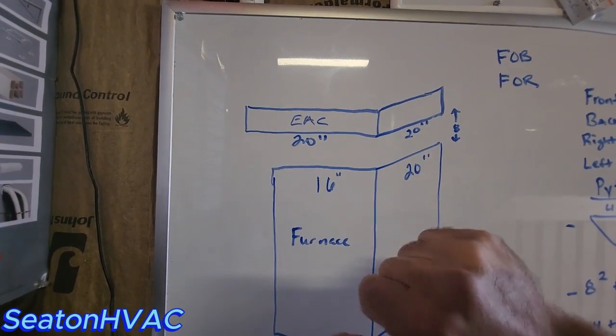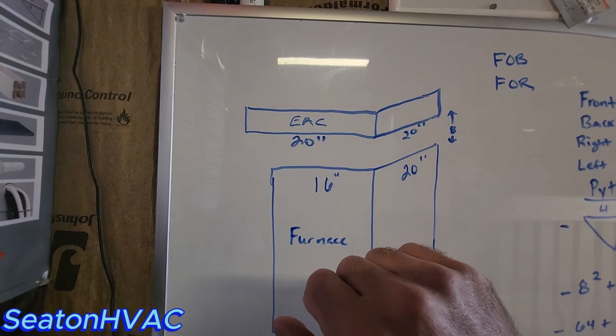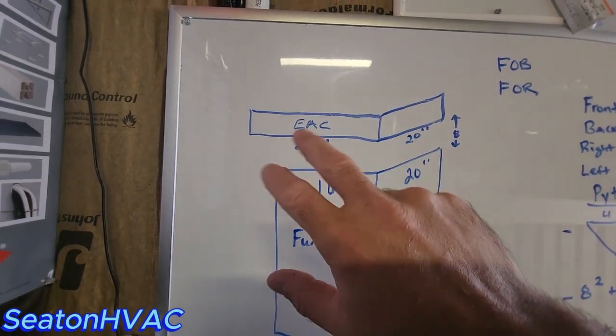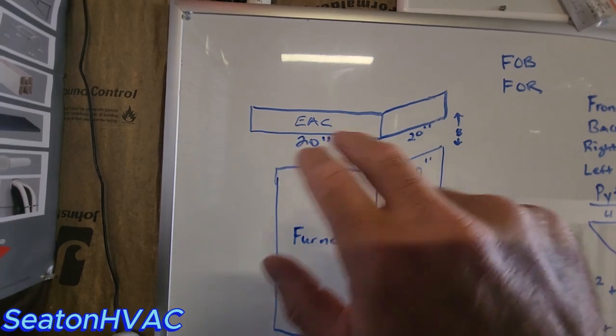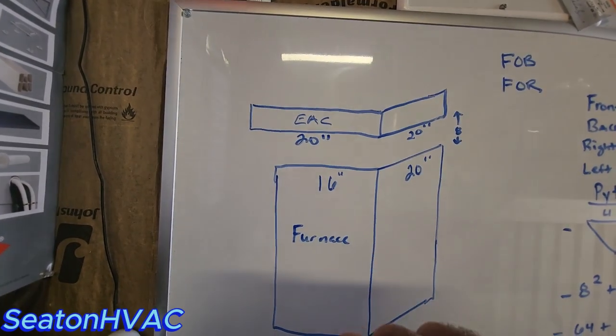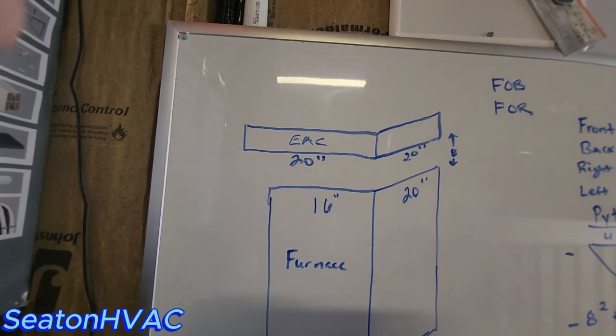20. Now some of you are going to go, well, why don't you just use a 16 by 20 electronic air cleaner? Well, you don't get enough airflow in a 16 by 20 for some systems, and it's better to have a larger filter area. This is for the sake of a video, so let's continue here.